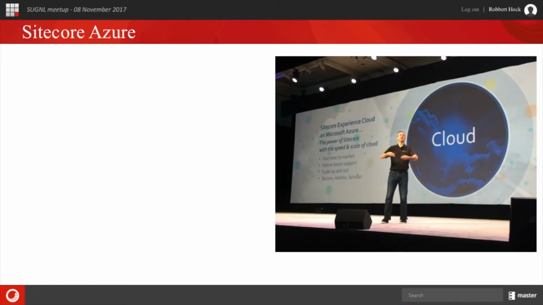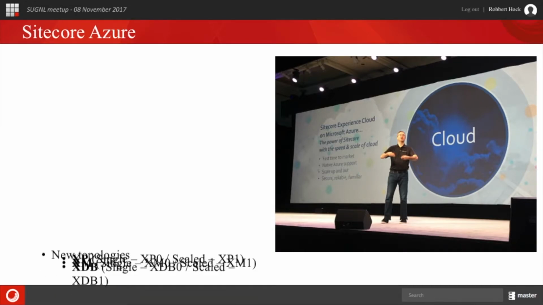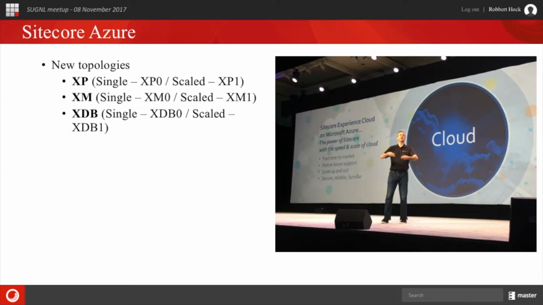Then Sitecore Azure. Sitecore is betting huge on the cloud and investing a lot in cloud technology. Previous MVP Jason Sincere was on stage, so that was kind of fun to see. There are a couple of new topologies for Sitecore Azure: XP, XM, XDB, and all these different versions to get a faster time to market.